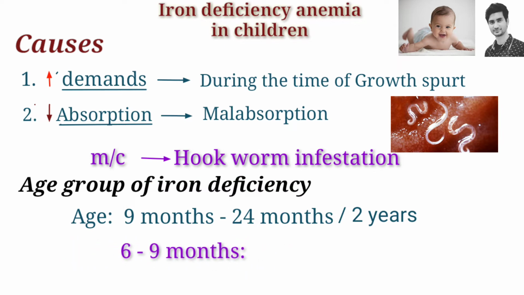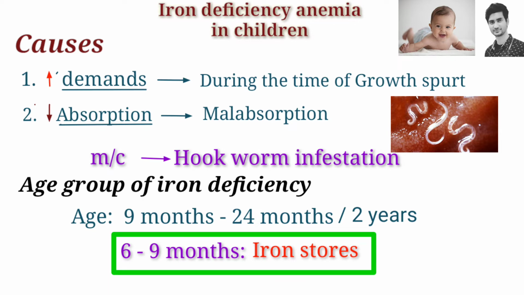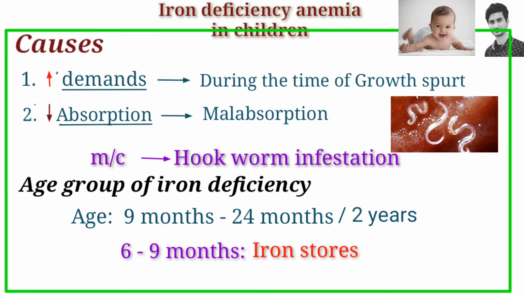So please remember, in the first 6 to 9 months, what gives protection against iron deficiency is the iron stores, which are derived from the mother during the last trimester of pregnancy. So these are about the causes of iron deficiency.